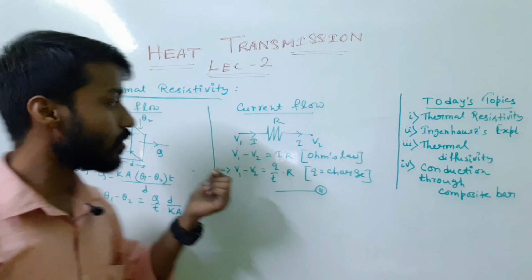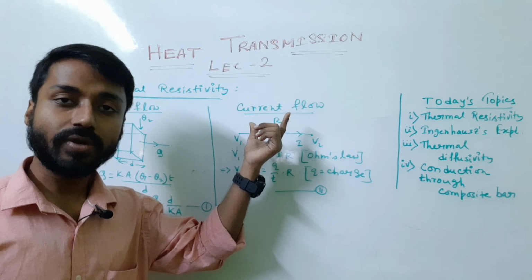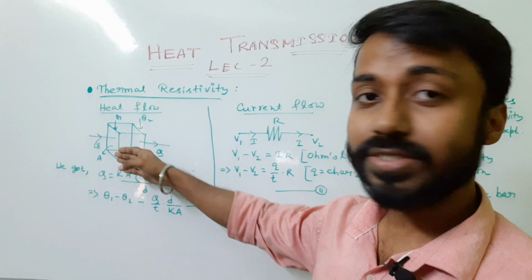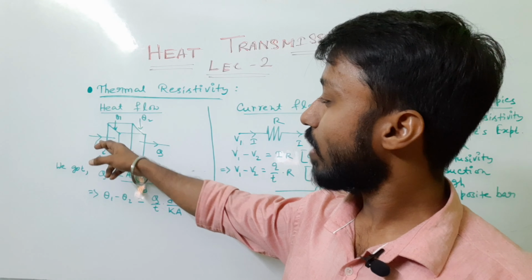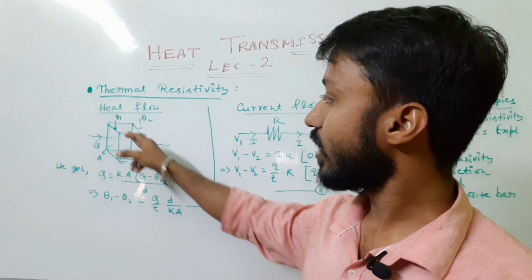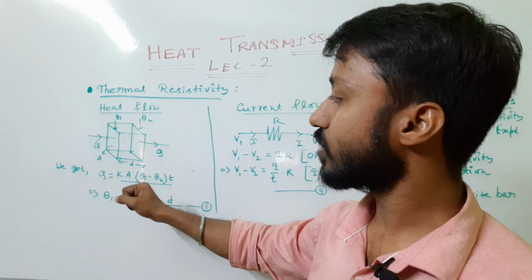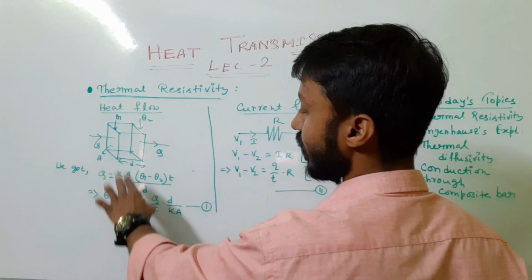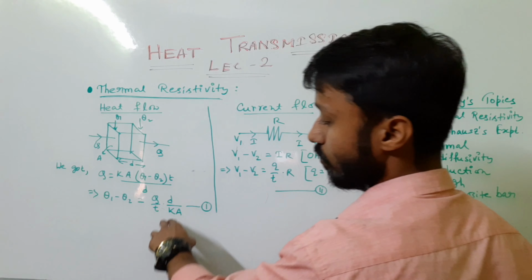Here are two comparisons, one between heat flow and another between current flow. In the case of heat flow, this is a slab and Q is the amount of heat entering this side and exiting this side. Theta 1 and theta 2 are the temperatures of the two surfaces, A is the cross-sectional area, D is the distance. We get this formula. If you want to know how this formula came, please go through the lecture number 1 video. I will definitely give it in the description box. Kindly check it out. Keeping theta 1 minus theta 2 on this side, we can multiply D over here, and KA will come to the bottom.